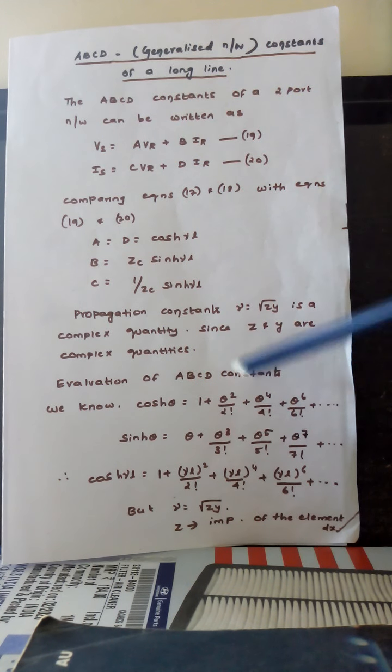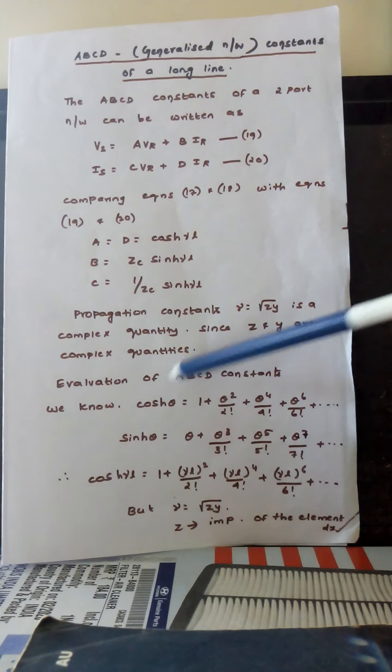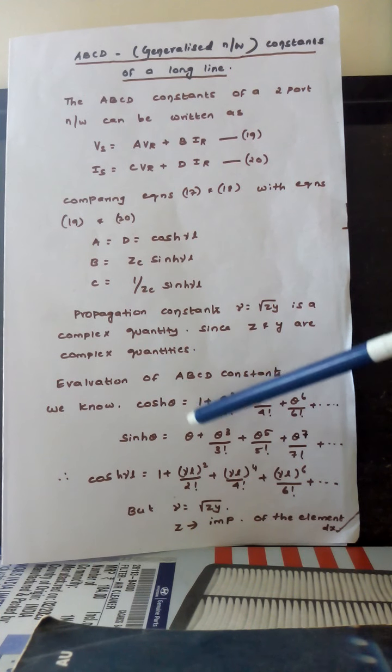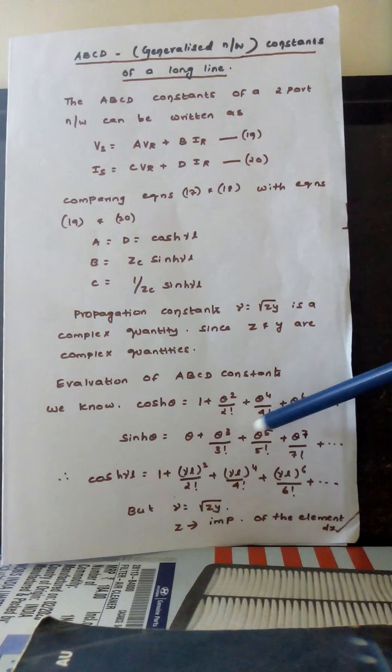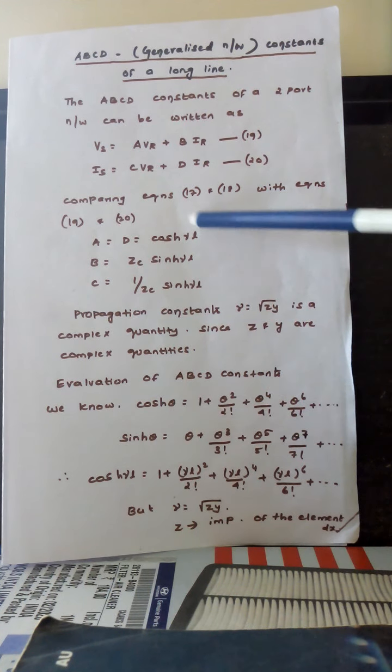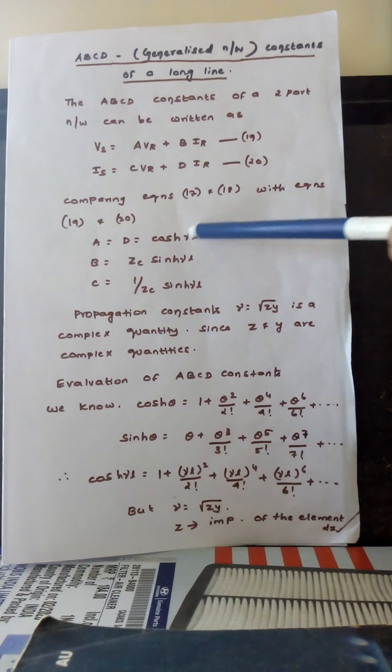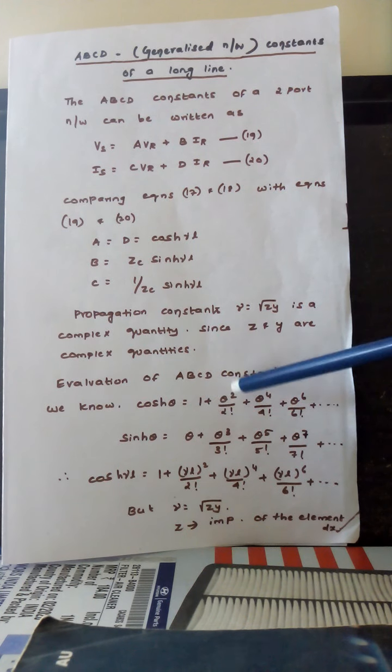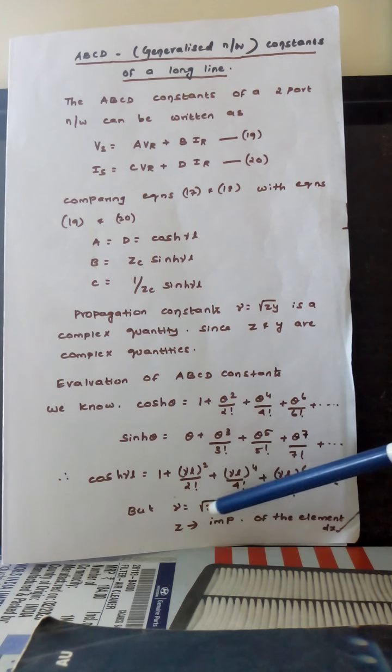If you are evaluating these ABCD constants, already we know the formula: cosh θ is 1 plus θ squared by 2 factorial plus θ power 4 by 4 factorial, and it will go on. Similarly sinh θ is θ plus θ cube by 3 factorial plus θ power 5 by 5 factorial, and it will go on. Here instead of cosh θ, you are having cosh γL, correct? If you replace θ by γL, we can write this as 1 plus (γL) whole square by 2 factorial plus (γL) whole power 4 by 4 factorial, and it will go on here.